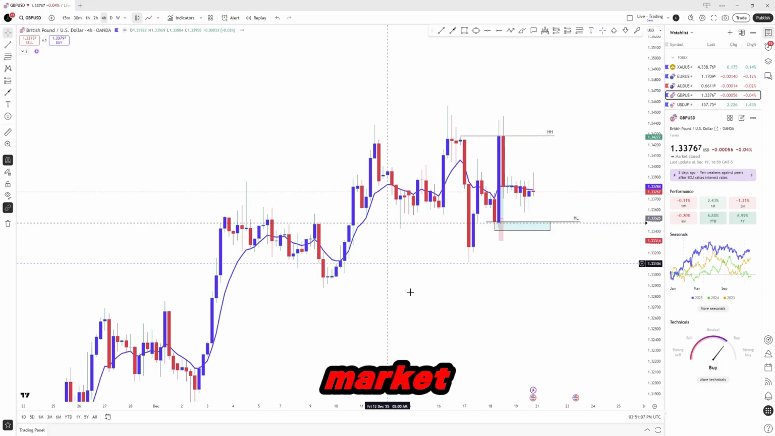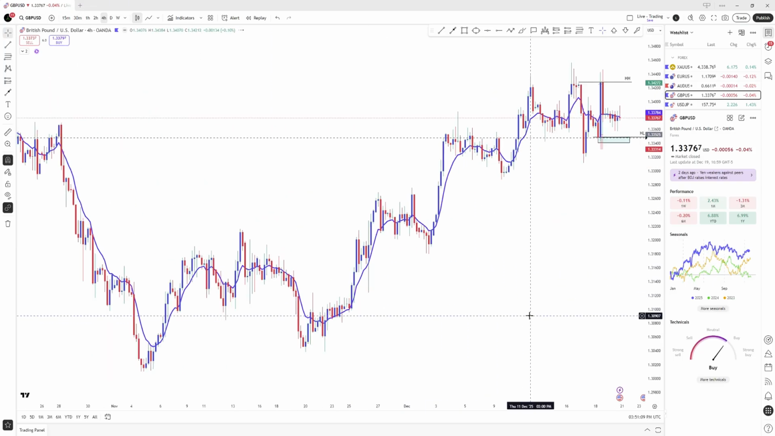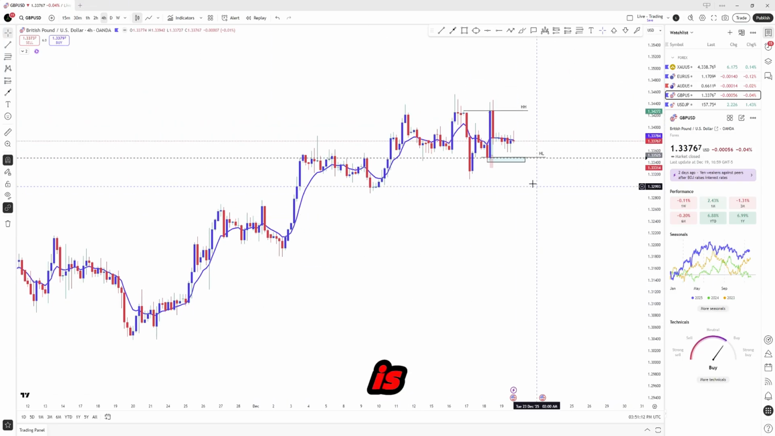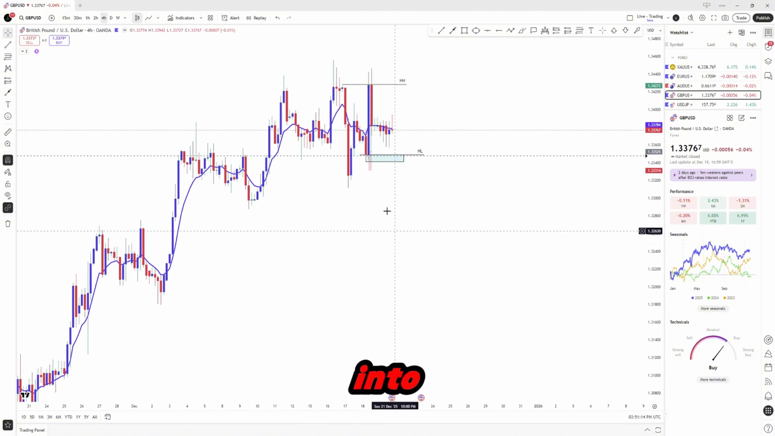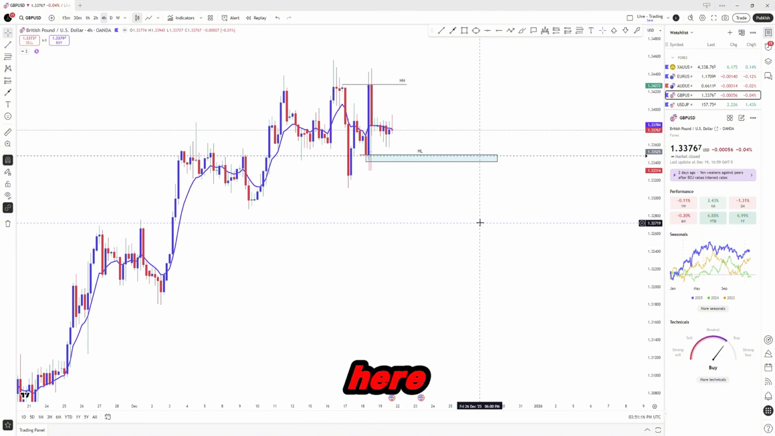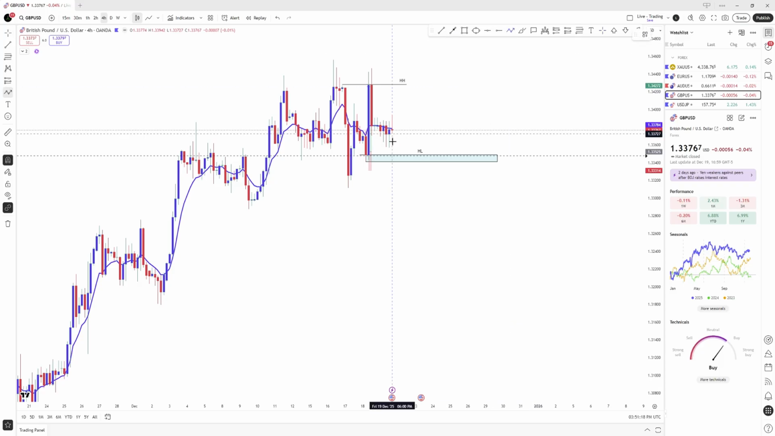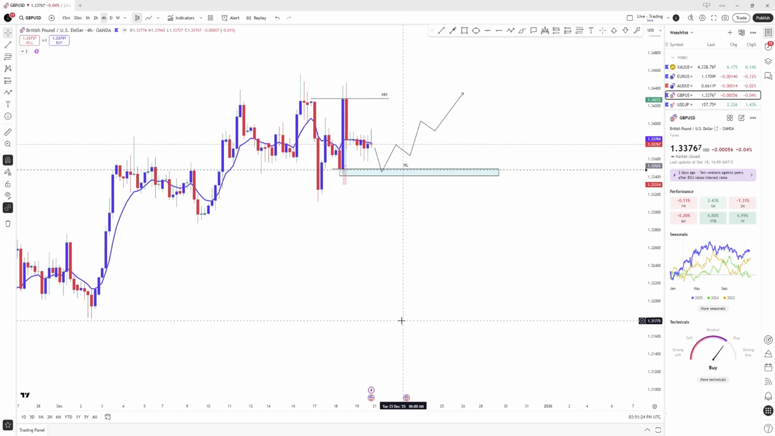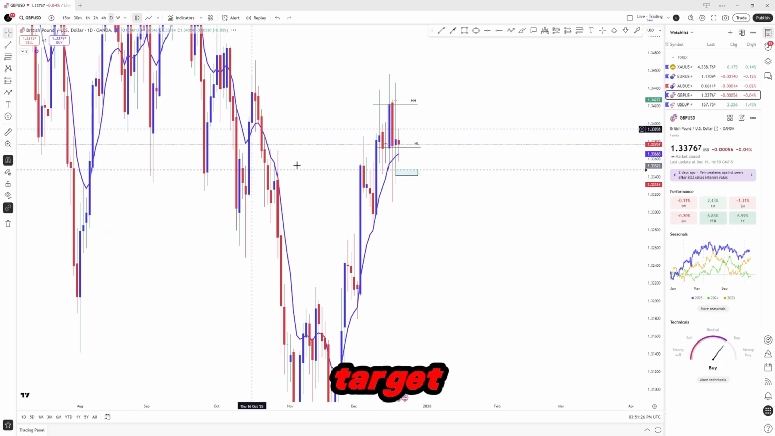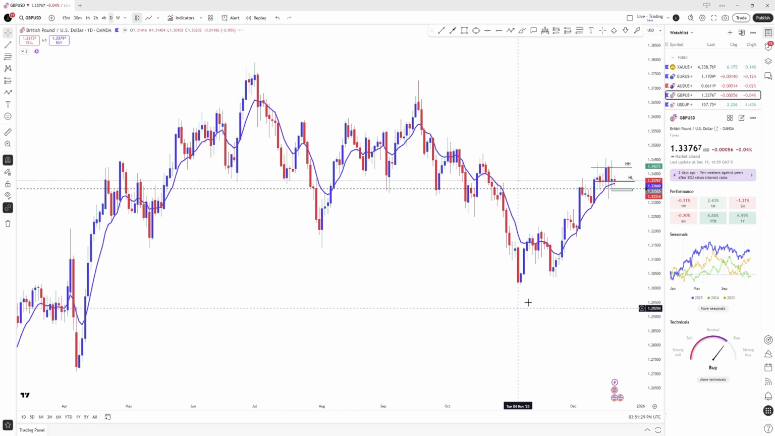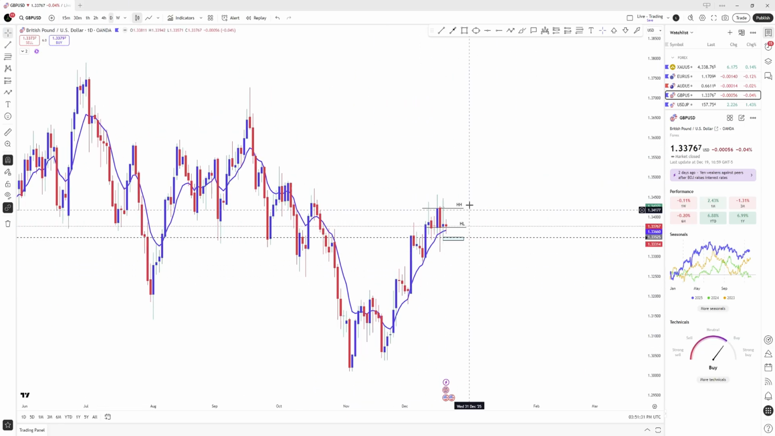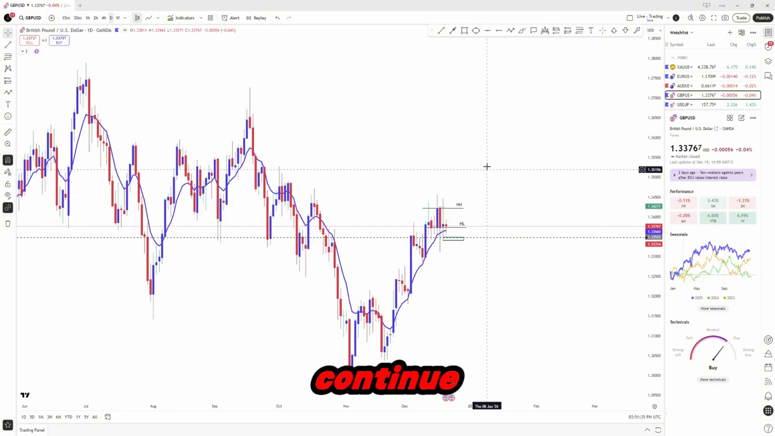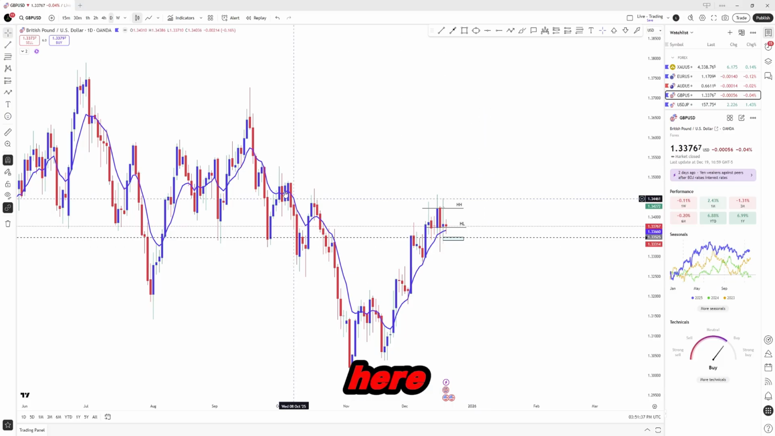I actually got on this trade last week, well, not last week, like Monday or Tuesday, right around here, catching on 103, and then it just came down and continued to trade sideways. What I would like for this market to continue doing is come back into this zone right here and continue creating new higher highs for us to target either these zones again or continue above here.